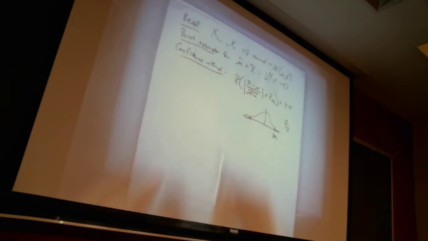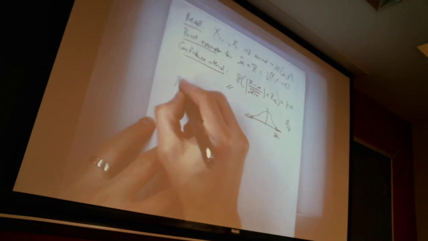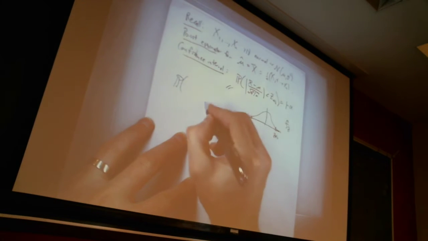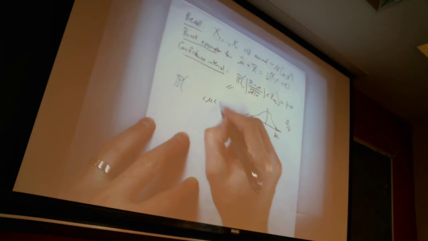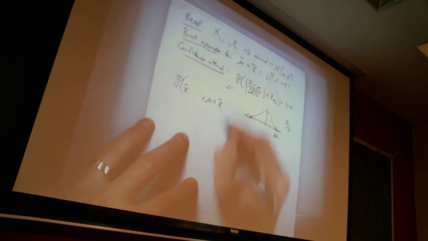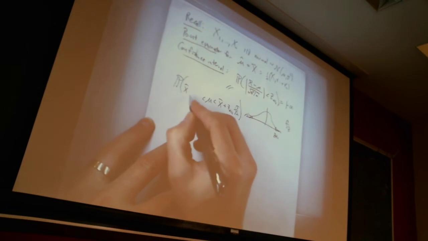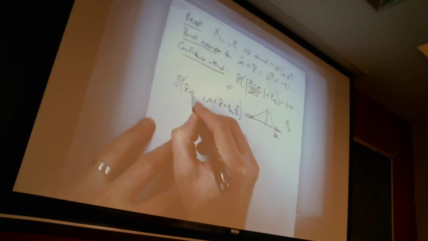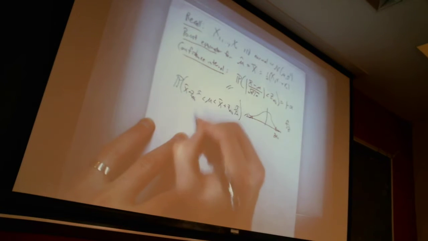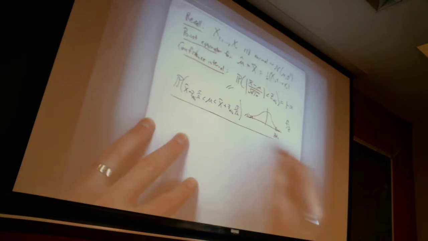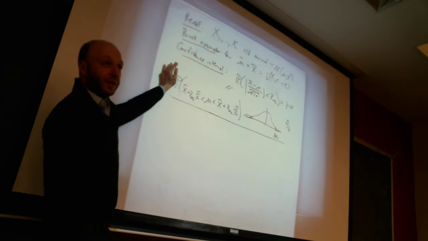And if you unwrap this, that tells you that this is the probability that mu lies between x bar plus z alpha over 2 times sigma over root n, and the same thing with a minus sign, x bar minus z alpha over 2 sigma over root n. We're happy with this?